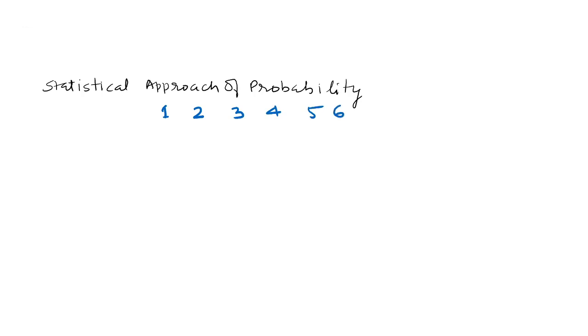and 6. Say the die is thrown 12 times and the outcomes are noted, and they are like this: 1 appears 3 times, 2 appears 2 times, 3 appears 1 time, 4 appears 2 times, 5 appears 3 times, and 6 appears 1 time, and these are the total 12 observations for 12 rolls of the die.